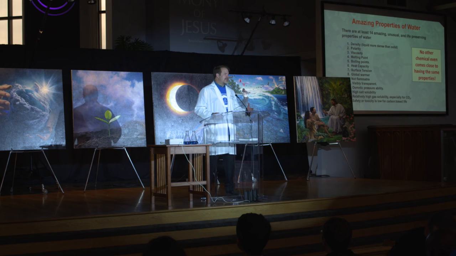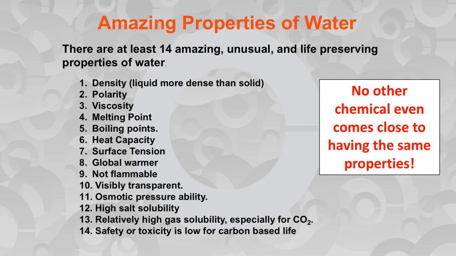So what are some of the properties of water? What makes it so amazing? One of them is its density. You guys experience that, at least here in Michigan. We see that when water freezes, what happens to the solid phase of water, which we call ice? It floats. It expands and it floats. That is one of the most unusual properties of chemicals.